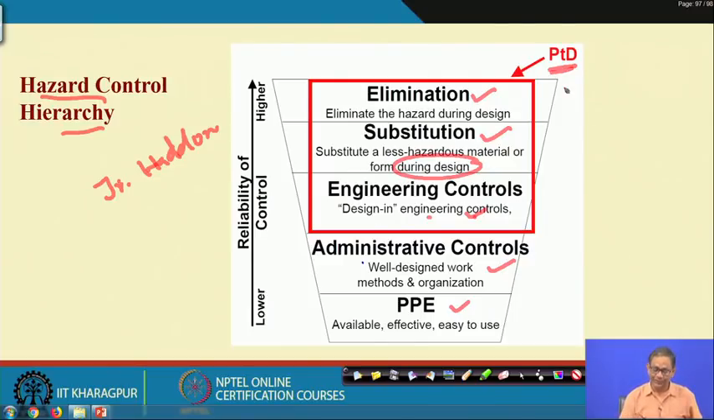Whatever PTD you adopt, administrative control is also a must. For every hazard you identified, for some there may be a PTD-related solution, and somewhere an administrative solution is also related. You will find those out. Well-designed work methods and organization are administrative control. SOP must be available, SOP must be adequate, SOP must be followed. How do you know all those things? Only administrative control can do it.